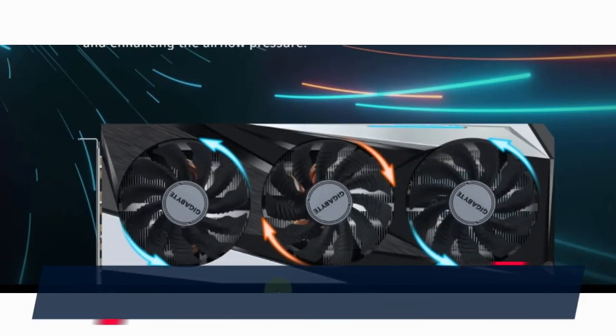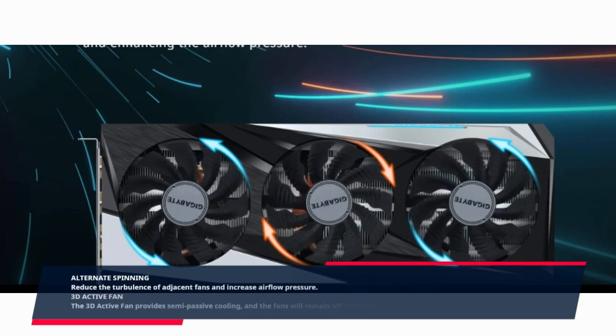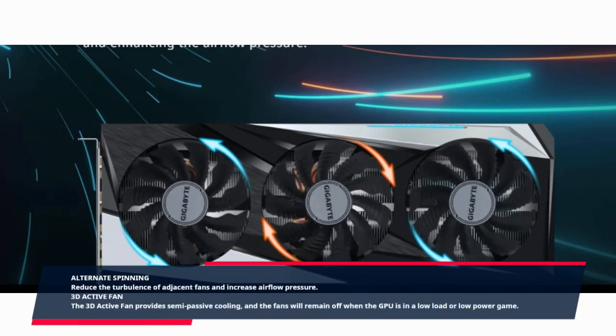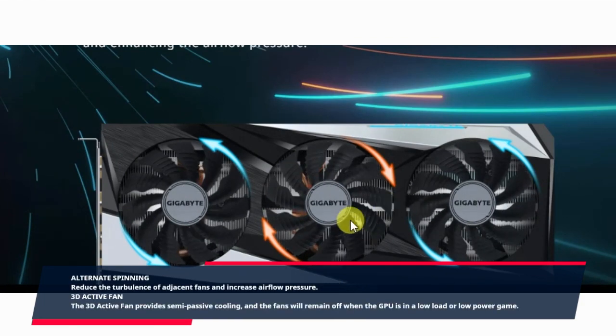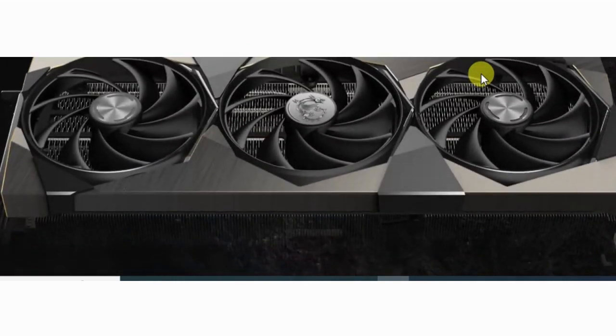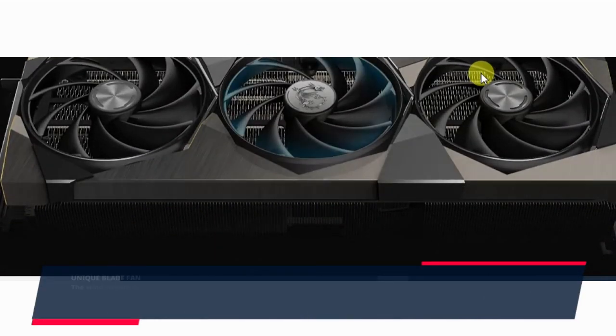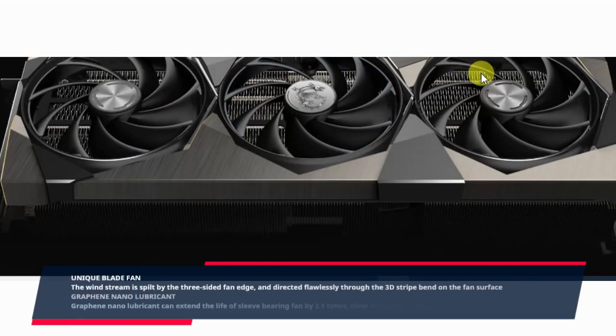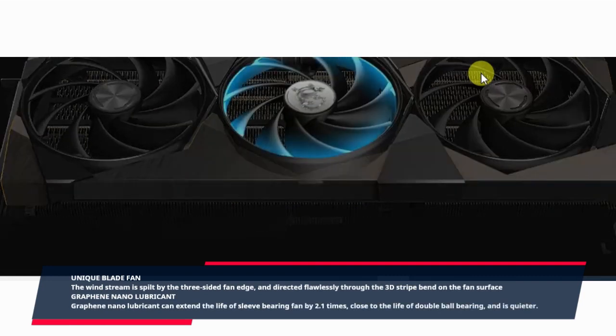Alternate spinning reduces the turbulence of adjacent fans and increases airflow pressure. 3D active fan. The 3D active fan provides semi-passive cooling, and the fans will remain off when the GPU is in a low-load or low-power game. Unique blade fan. Airflow is split by the triangular fan edge, and directed smoothly through the 3D stripe curve on the fan surface. A graphene nano lubricant.